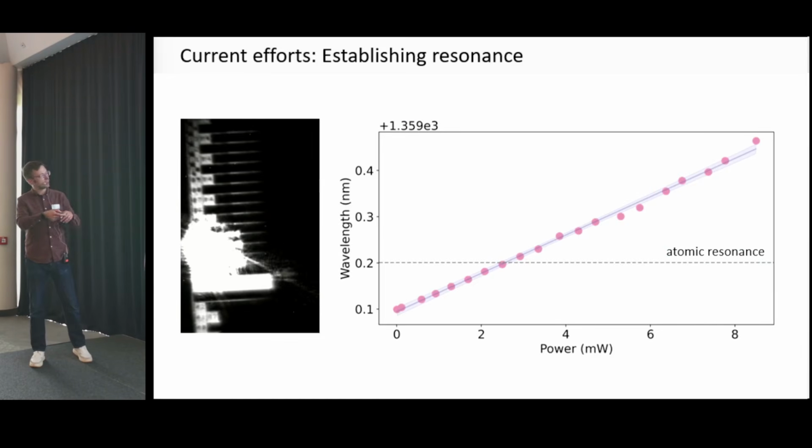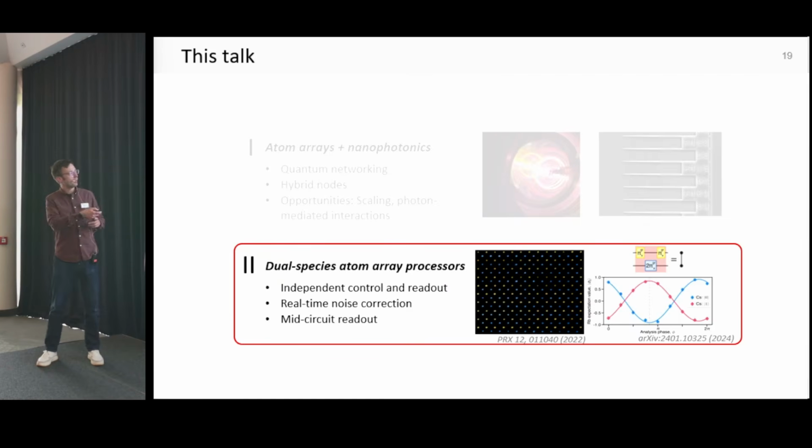But the chip I showed you before in the vacuum chamber was not on resonance with the atoms exactly yet. Now we found a new device and a way to tune the chip on top of the resonance with the atoms by heating it locally with a laser. So now we are sitting at this point, and we are looking for the strong coupling of the atom and the cavity. So this is our network effort with the nano-photonics.